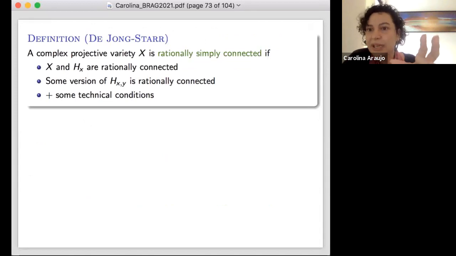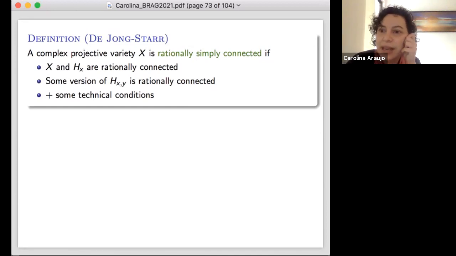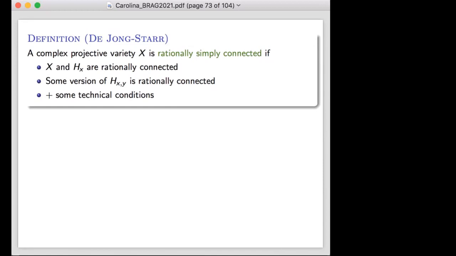I just said that there are some technical conditions, but now there are different notions of rationally simply connectedness that allow for higher Picard rank. So in a sense, this has a better hope of giving you interesting but somehow more general examples. Yeah, thank you.